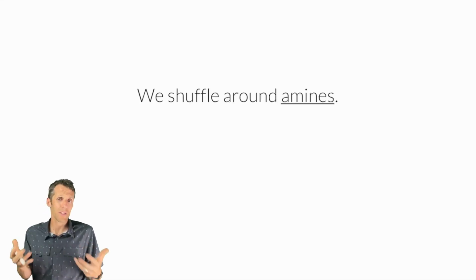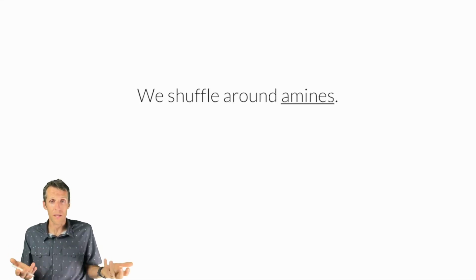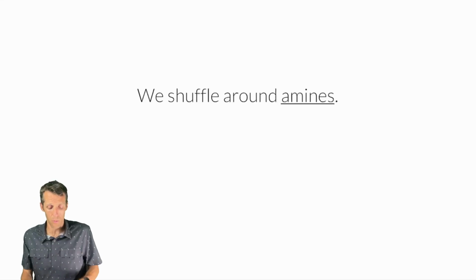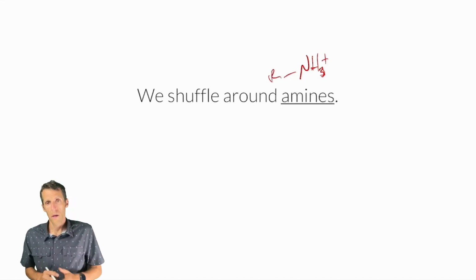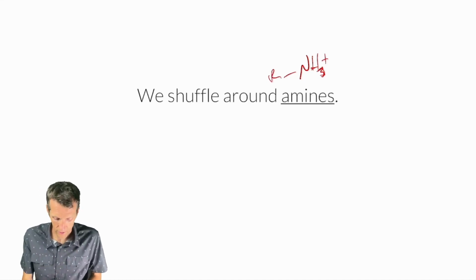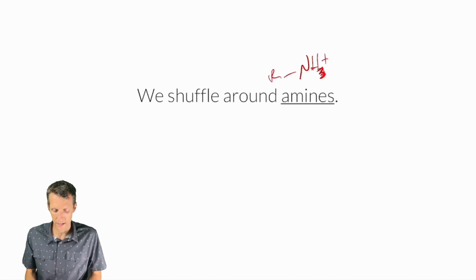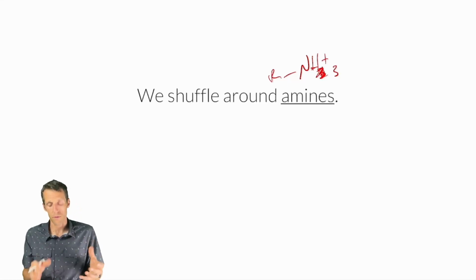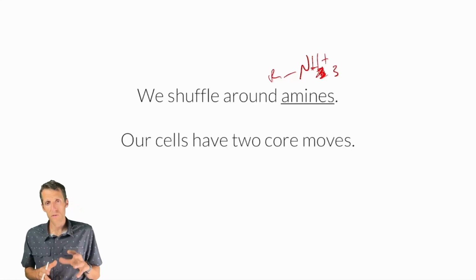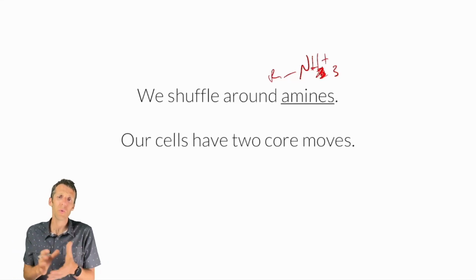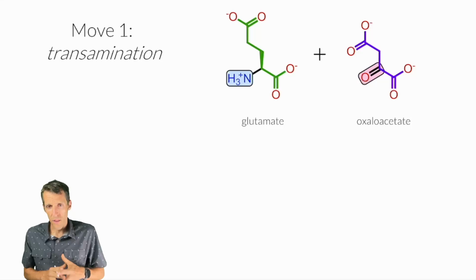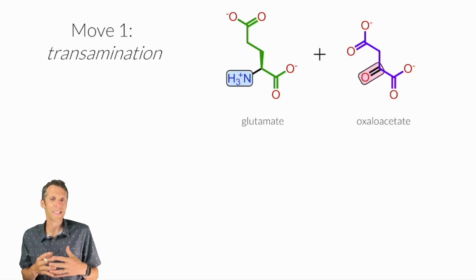The primary reaction that we do is we shuffle around amines, right? We're not changing the redox state, which means we're moving around groups that look like this. Wow, that is terrible chemistry writing even for me. I'm just going to start over. NH3+. There we go. So we shuffle amines around. And in doing so, there are really two core moves that we do. There are some others, but these are the two major ones. The first move is something called transamination.